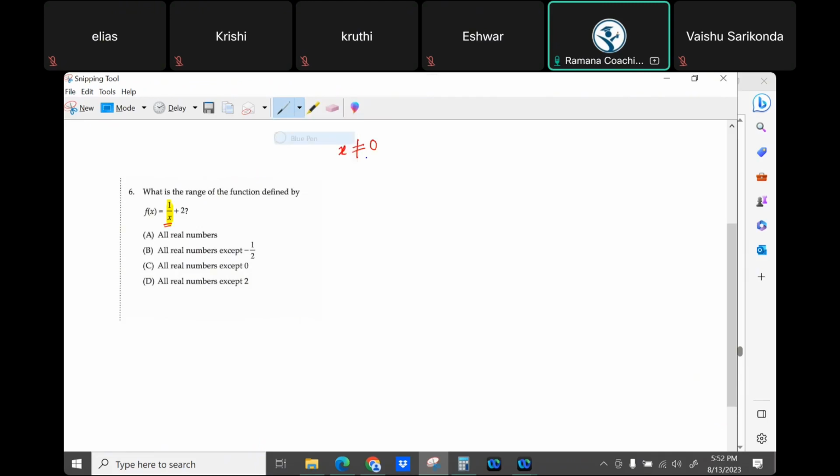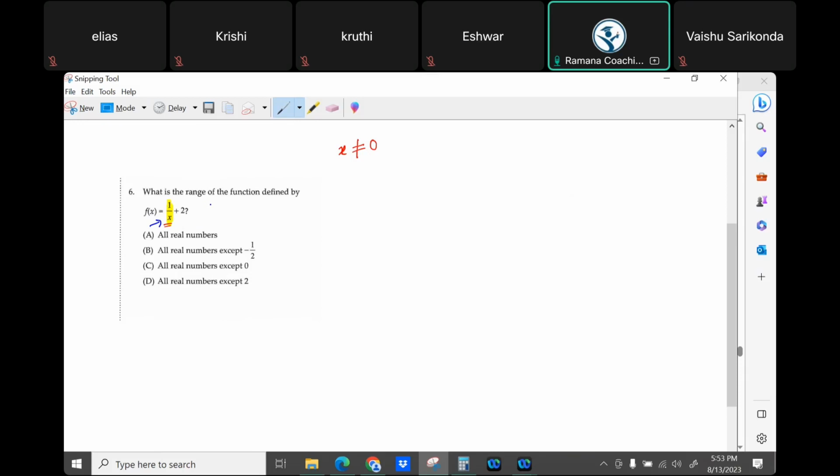So you are allowed to plug in something other than 0 here. Correct? Either positive or negative. When you plug in positive, your f of x would be 2 plus something, and then it will be more than 2. If you plug in negative, you are subtracting something from the 2. That means it will be less than 2. Correct? Will it ever be 2?